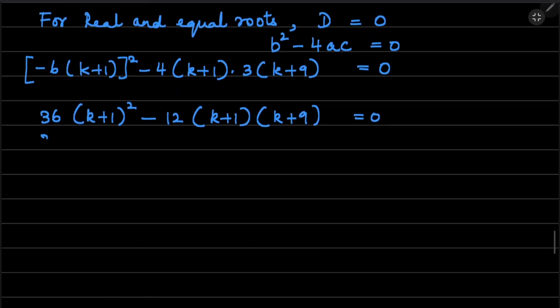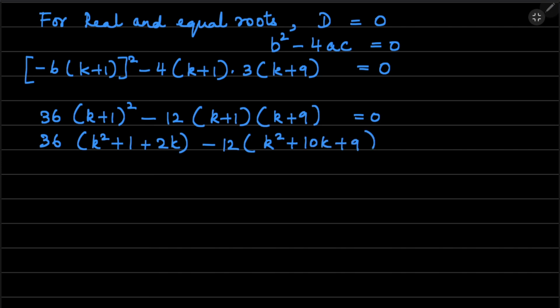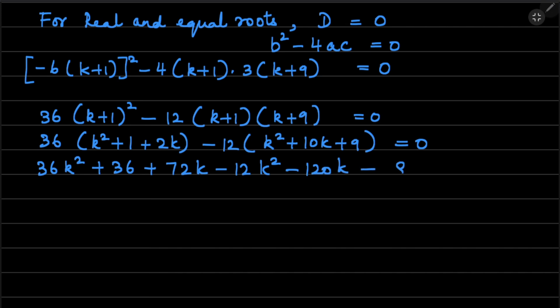Now let's expand it using a plus b the whole square. So 36 multiplied by k square plus 1 plus 2k minus 12 multiplied by k square plus 1k plus 9k plus 10k plus 9 equal to 0. Multiply everything inside. So you have 36k square plus 36 plus 72k minus 12k square minus 120k minus 108 equal to 0.